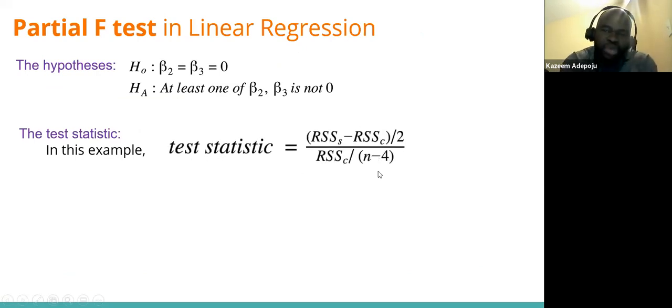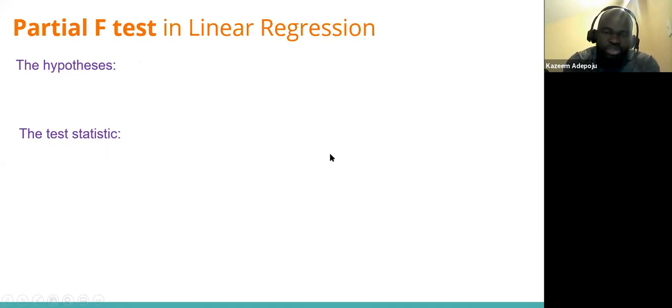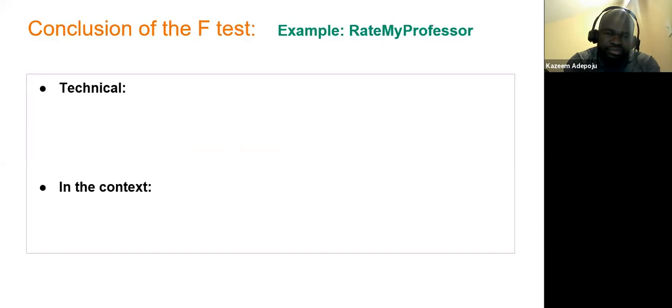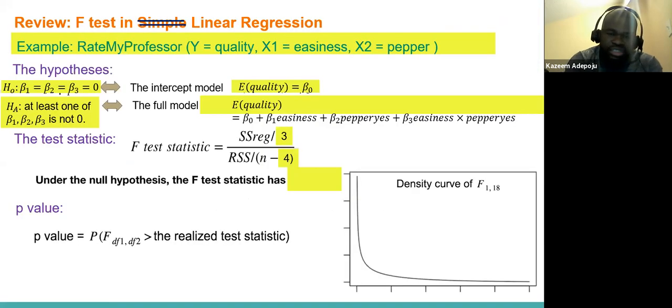This is a new formula. The formula right here is different from the one we used before. I'm going to show you under the F test. You can see the formula is different from the one we're using here. Okay, this is an F test. The formula is totally different from this. We only use this formula when you are testing between a full model and the intercept model alone. Please take note of that.